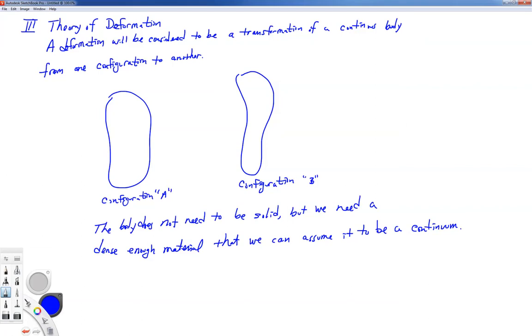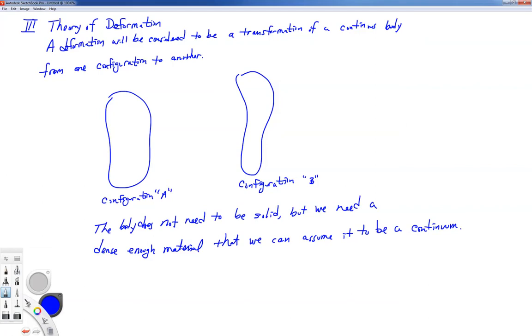Now, hopefully you have some background in index notation, as we will start to use this in a little bit more detail, starting with this lecture. So when we talk about deformations, we kind of have an idea of what that means. Something squishes or stretches out or whatever. But from a more formal definition, we can say that a deformation is a transformation of a continuous body from one configuration to another.